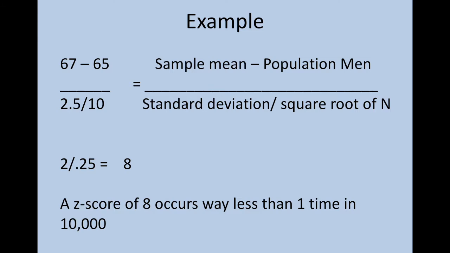A z-score of 8 occurs way less than one time in 10,000. So I would reject my null hypothesis and say that if I really did get a group mean with 100 men of 67 inches, that the mean height of people raised in the U.S. was higher.